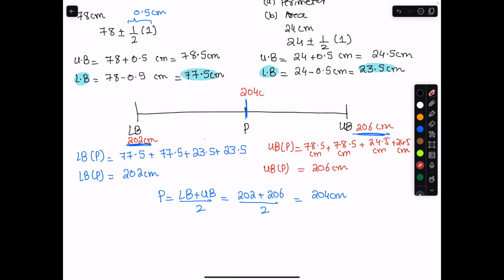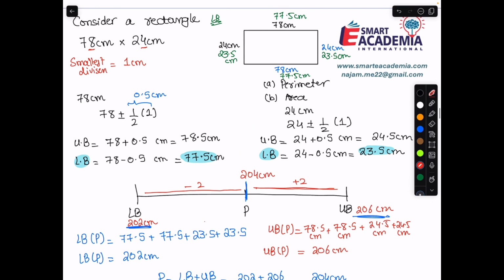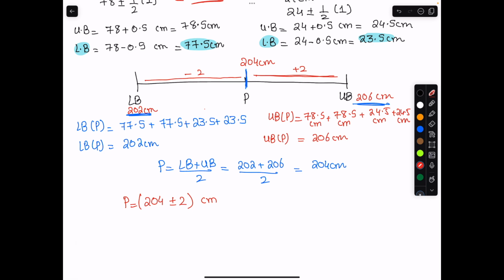So it's 204 centimeters. Now, if you notice, the error has basically increased. This is plus 2 and minus 2. So I can write the perimeter as 204 plus minus 2 centimeters. Before, in our measurements, my error was, for example, 78 plus minus 0.5 centimeters, and this was 24 plus minus 0.5 centimeters. You see, the error when calculated in the perimeter has increased to 2. So calculations basically enhance the error. This is something that you need to understand. It does not remain the same. So this is your perimeter, and this is how the error has been propagated.